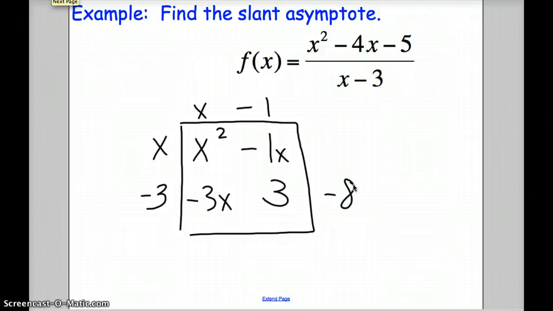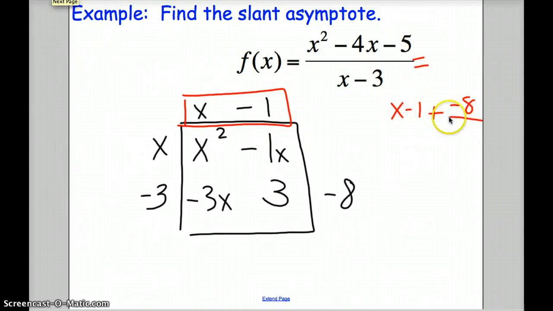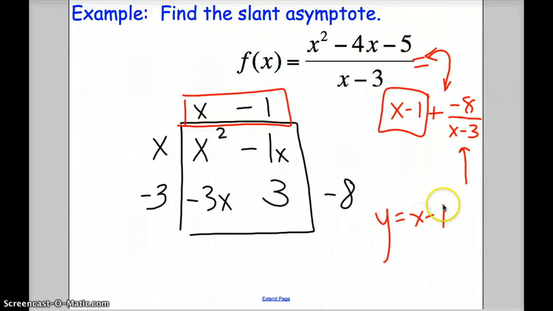But that's irrelevant. The division answer is the extra factor here, x minus 1. That's the answer with a remainder of negative 8. So this can be rewritten, remember, as x minus 1 plus a remainder of negative 8 over the divisor, x minus 3. This is an equivalent statement because we just divided and wrote the remainder as a fraction. These two are equal. But once again, remember, the remainder is just not going to have an impact. It's all about this. This is my slant asymptote. Y equals x minus 1.